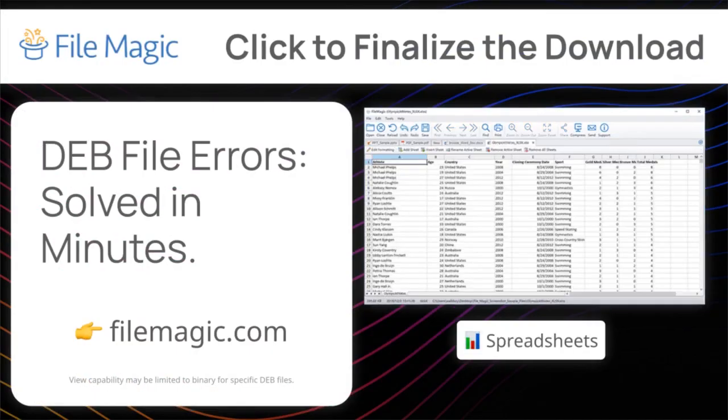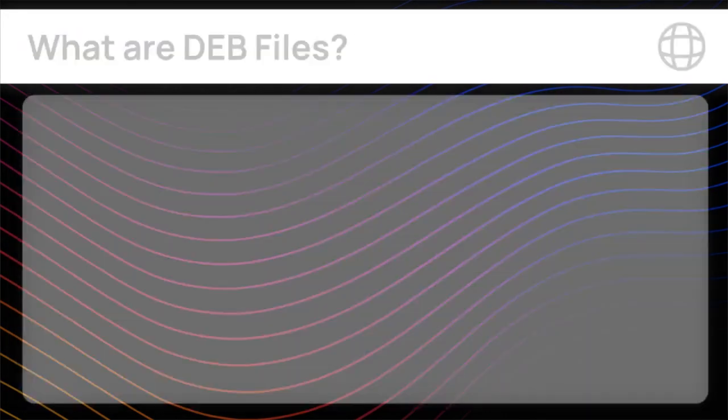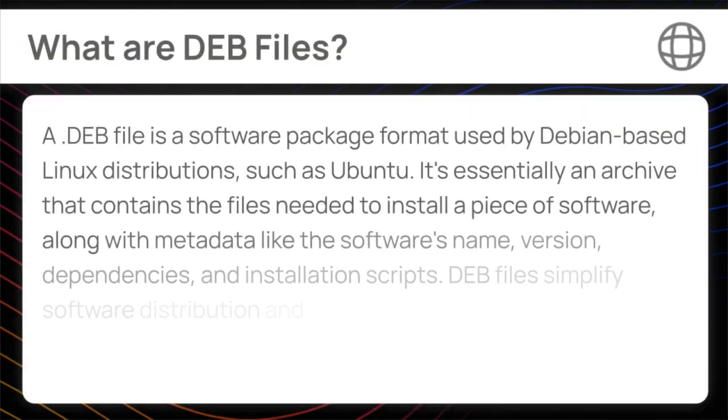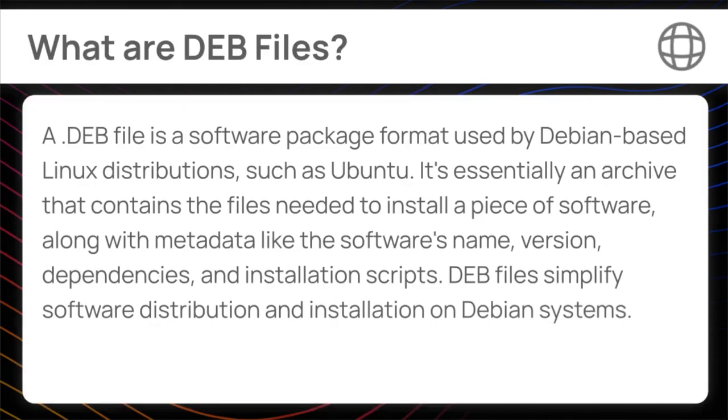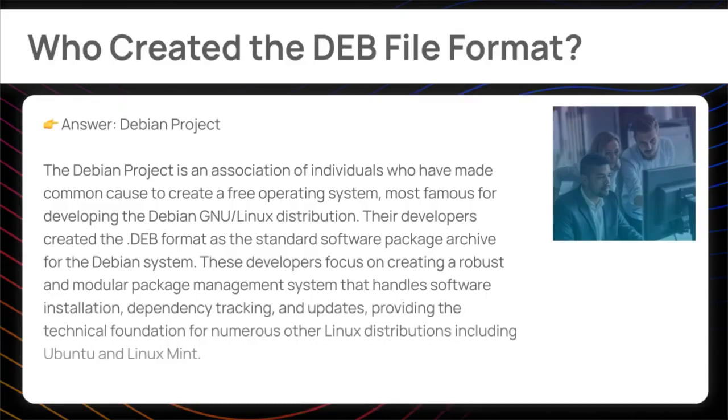This is my personal favorite utility for this task, and I will be discussing it soon. A DEB file is a software package format used by Debian-based Linux distributions, such as Ubuntu. It's essentially an archive that contains the files needed to install a piece of software, along with metadata like the software's name, version, dependencies, and installation scripts. DEB files simplify software distribution and installation on Debian systems.